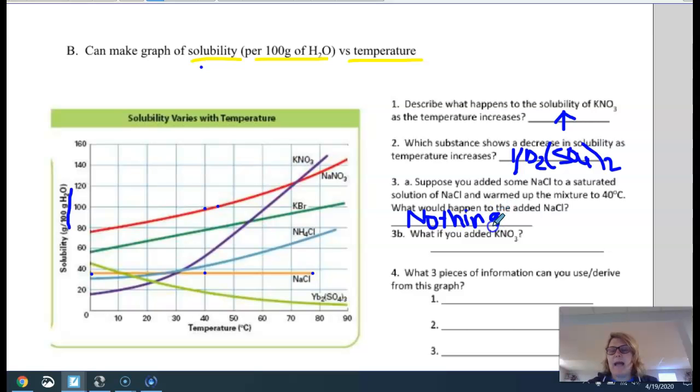What happens if you would add KNO3? So now I have this beaker and I have NaCl in there, and now I'm going to add some KNO3. Well, you can tell by this purple curve here, KNO3 is a lot more soluble as the temperature rises. So what if you added KNO3? Well, the KNO3 is going to dissolve. The NaCl will not, but the KNO3 will dissolve.